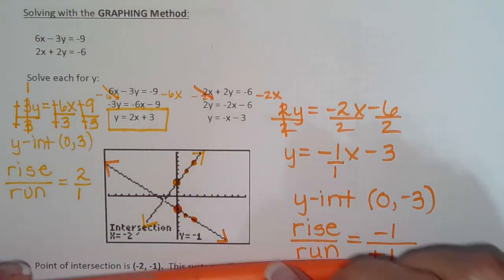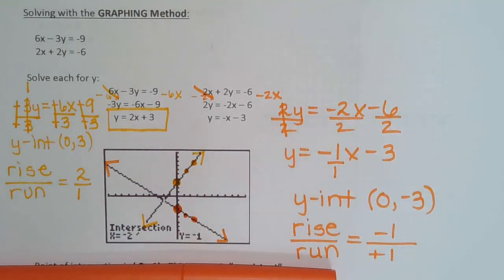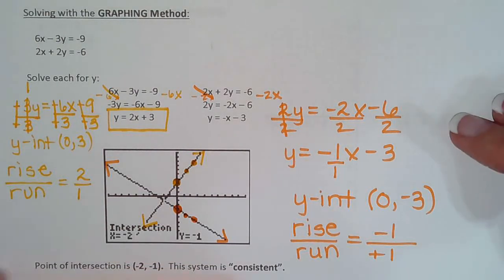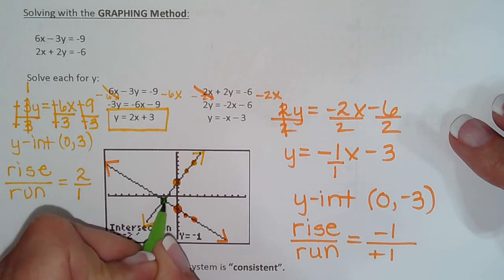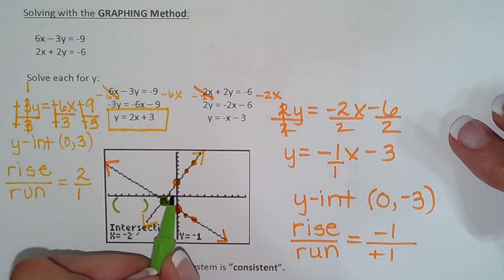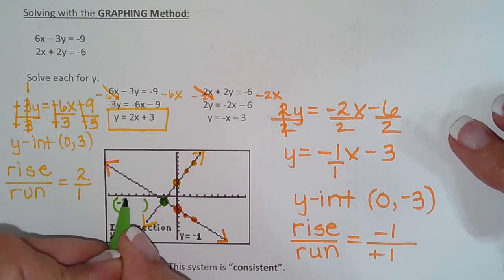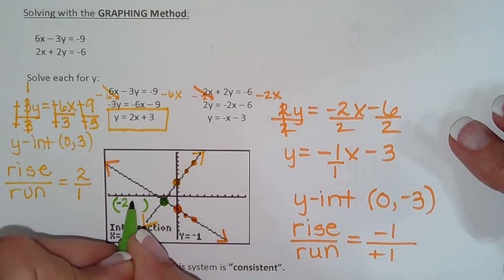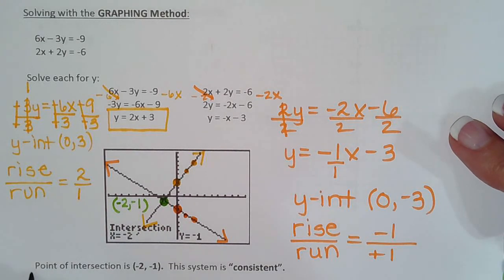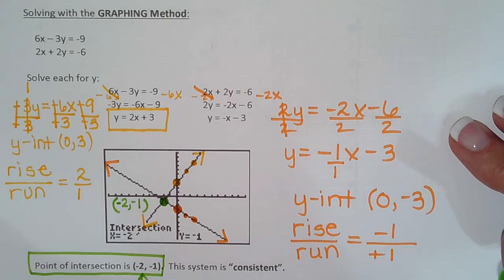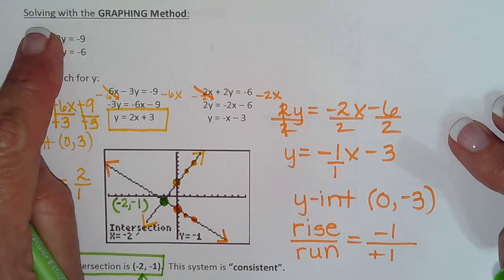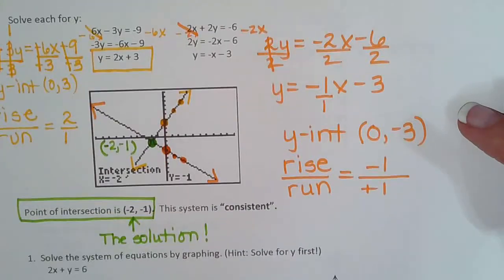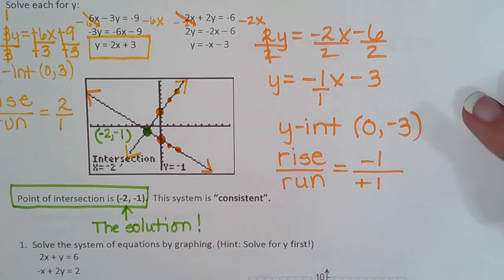So remember, we need to find the point of intersection. So we look where the two lines cross, and then we write the coordinates. So left 2 would be negative 2, and then down 1 would be negative 1. So this is our point of intersection, negative 2, negative 1. Remember, this is the solution. So I don't want you just to think of it as a point of intersection. This is the solution because we're solving a system. So the solution is negative 2, negative 1.